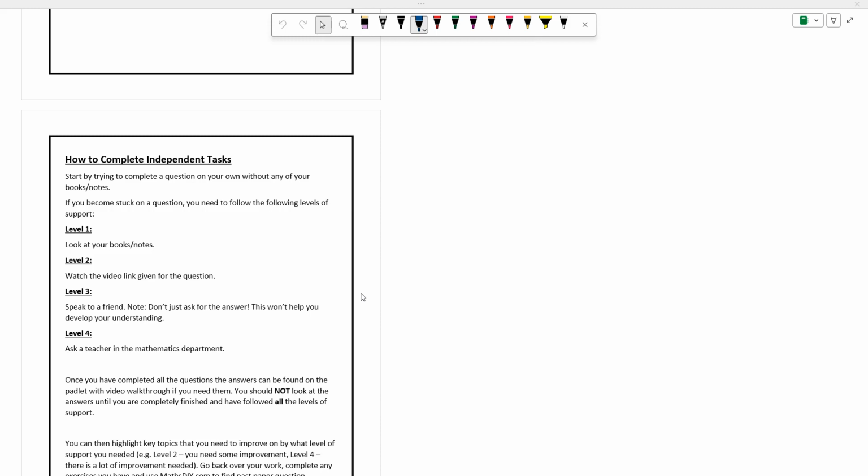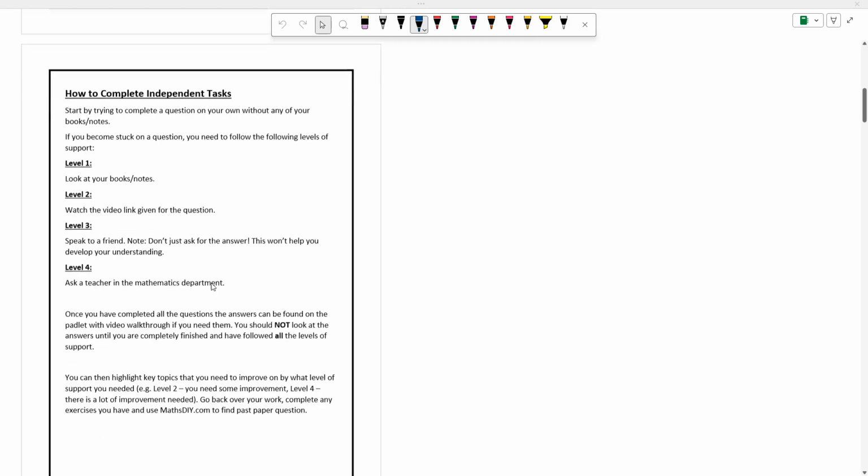But if you get into level 3 or level 4, then that's a topic that you need to highlight now as one that needs a lot of work on it. Okay, so you need to make sure you're really going over things in detail, make sure you see a teacher and everything else. But apart from that, let's walk through each of the questions.